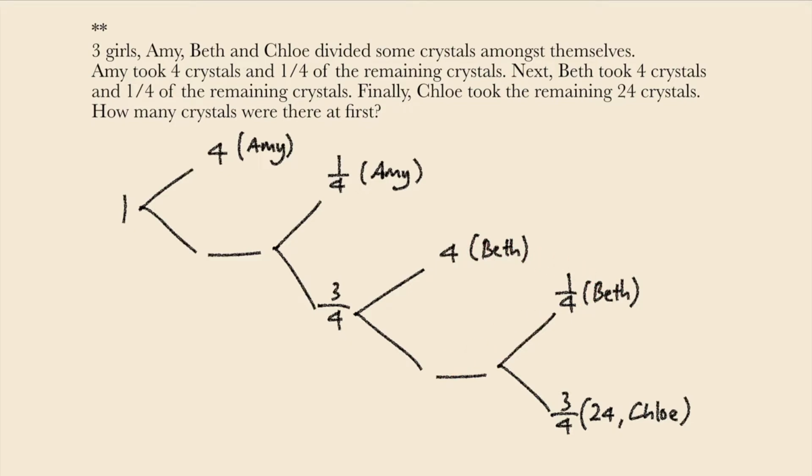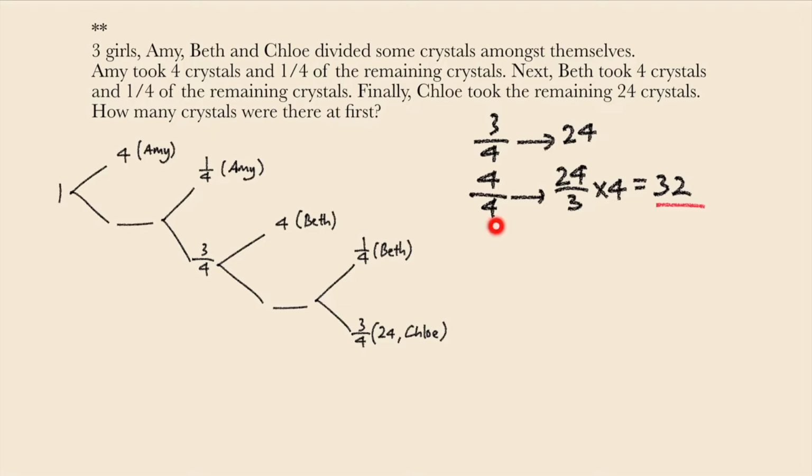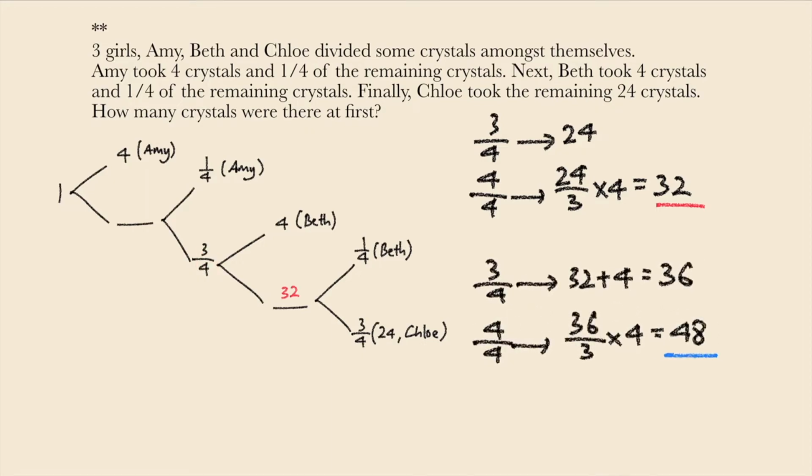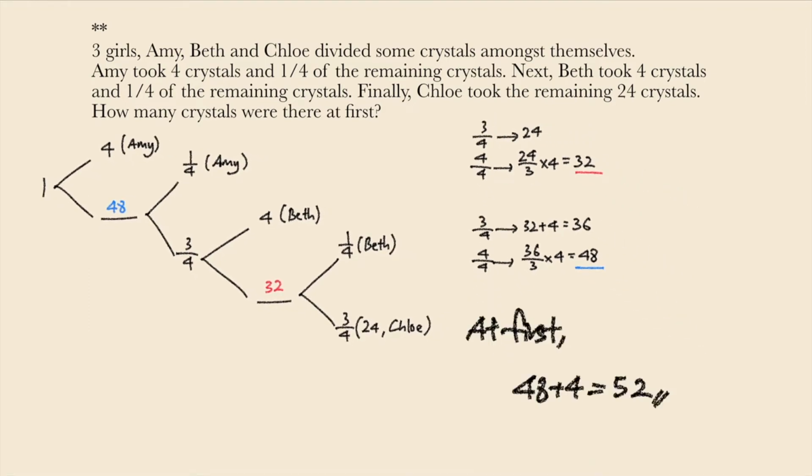Next, finally, Chloe took the remaining 24. So we know for sure if this is 1/4, this is 3/4, and this is 24 taken by Chloe. Well, this we can work with. Okay, so 3/4 is 24, 4/4 is 32, which means we can plonk our 32 right here. Hey, these two are real numbers added together, which will represent 3/4, 3 units. So let's do that. Which means 3/4 is 36. We can find 4/4, which is 48, which we can put right here. How many crystals were there at first? Can you see these two real numbers adding up to the initial sum? Well, that's exactly what we're going to do. 48 plus 4 is 52.